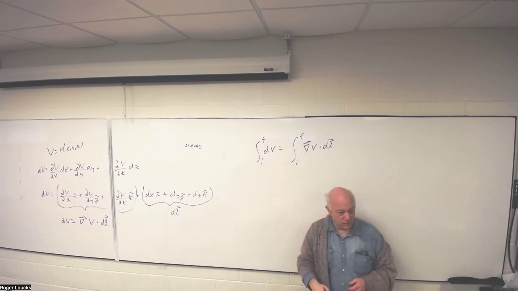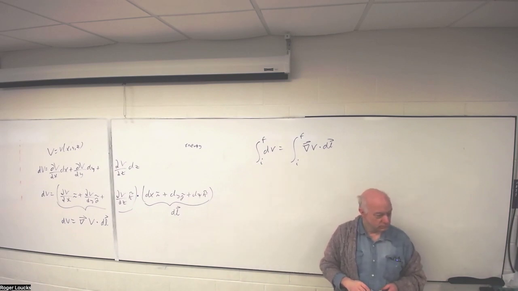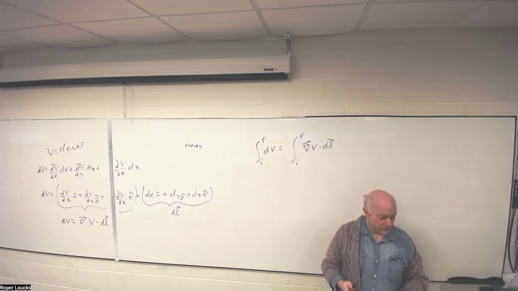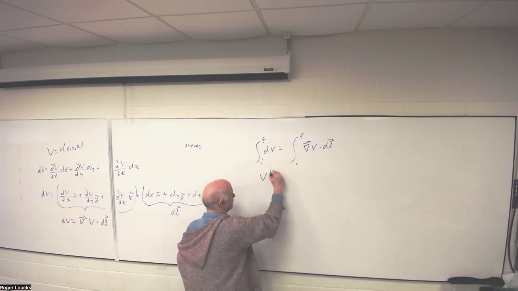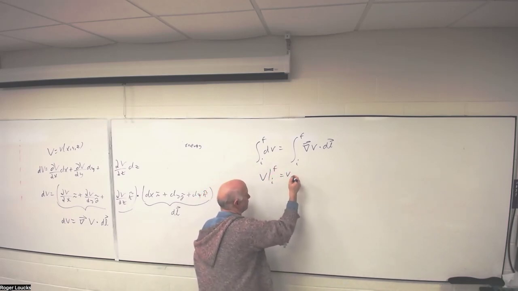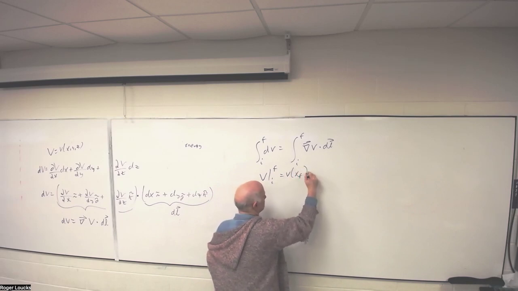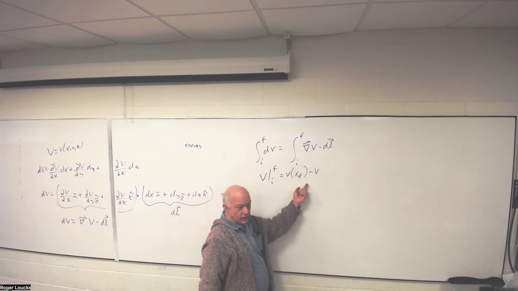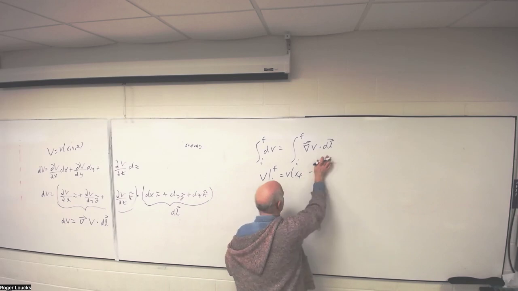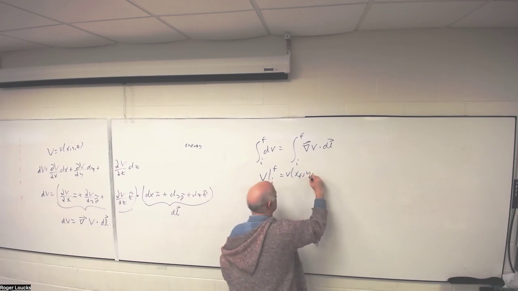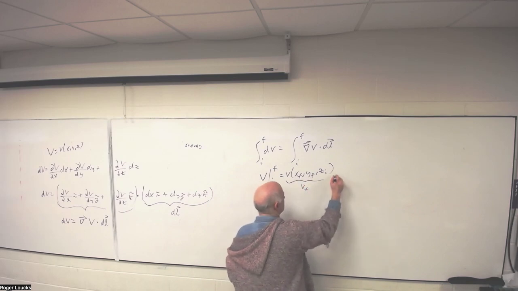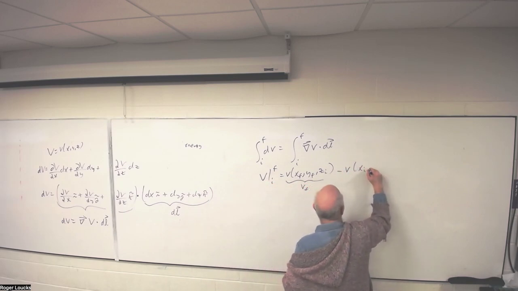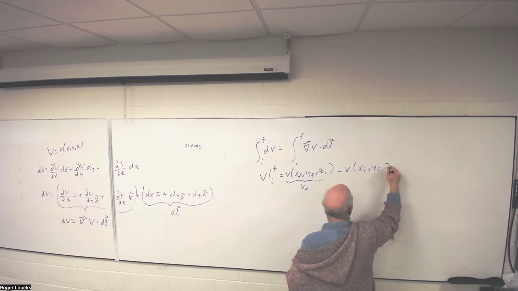Let's integrate dV. The integral of dV is just V, evaluated at the initial and final spot. So this is really V at some X final, Y final, and Z final, minus V at some X initial, Y initial, Z initial. In other words, this is just V final minus V initial.